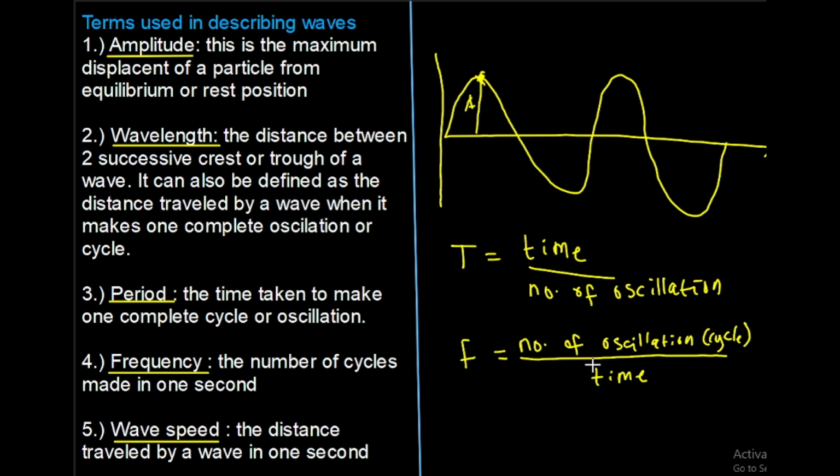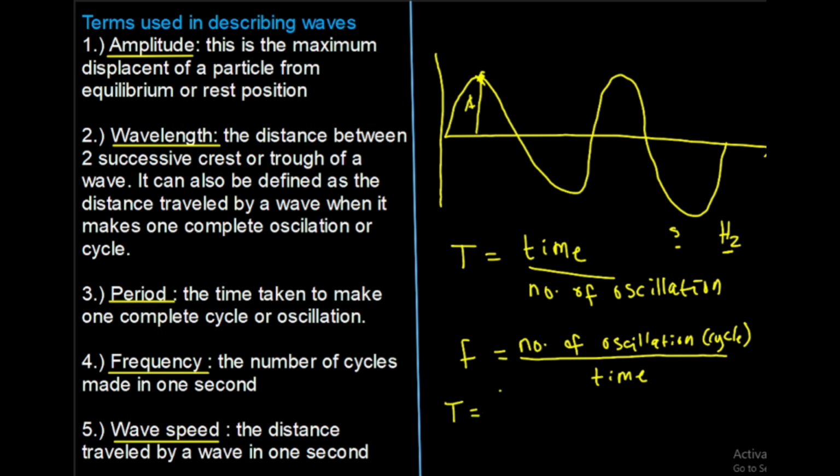Frequency is simply the number of cycles taken in 1 second. Now period is measured in seconds, and frequency is measured in hertz. Those are the units of measurement for the two of them. Now you notice something here. In period, time is at the numerator and number of oscillations is at the denominator. In frequency, we have number of oscillations at the top and time at the denominator. That's to say they are inverse of each other. So another very important equation is this: period and frequency are inverse of each other.